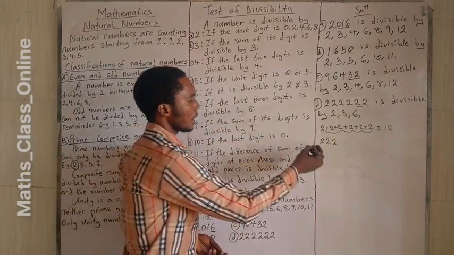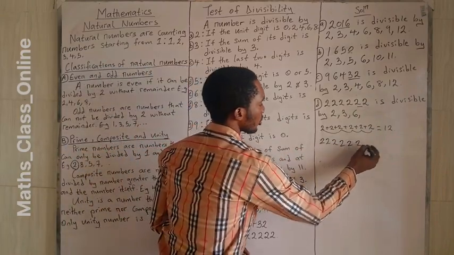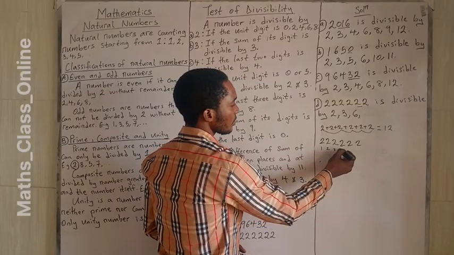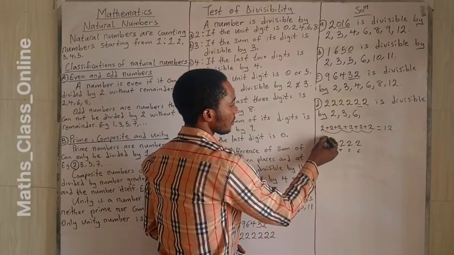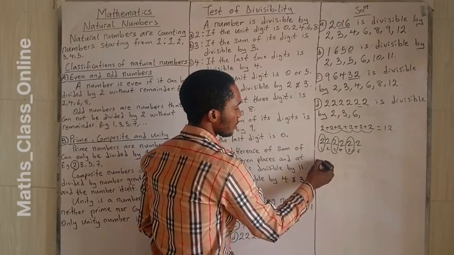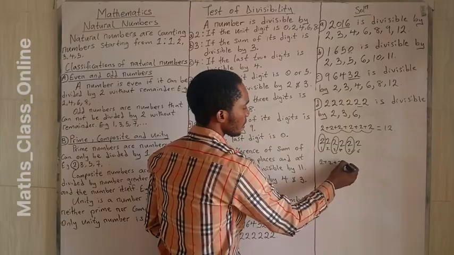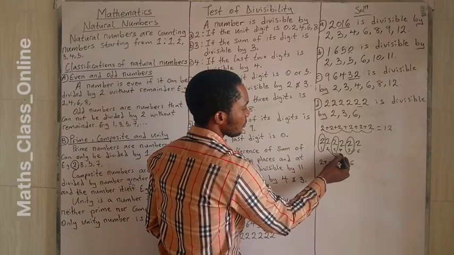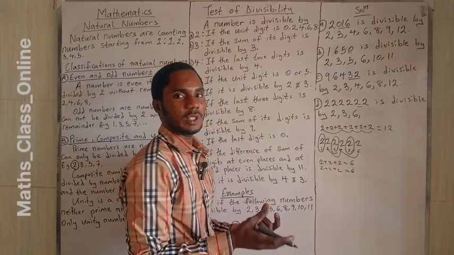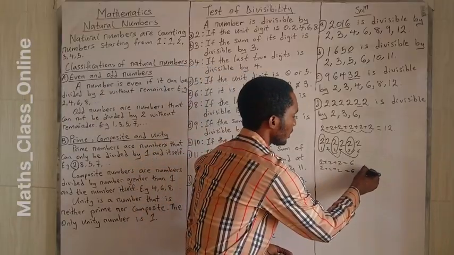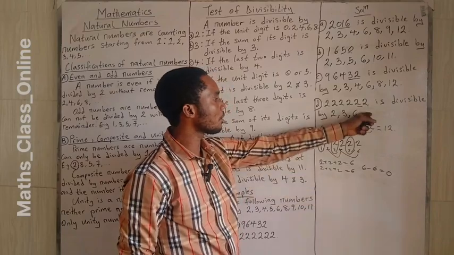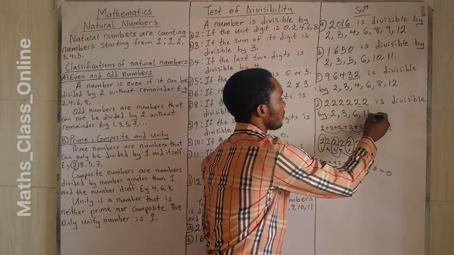11. 2, 2, 2, 2, 2, 2. This is the first digit, second, third, fourth, fifth, and sixth. Odd places: that is 2 plus 2 plus 2, that is equal to 6. And even places we have 2 plus 2 plus 2, that is equal to 6. If we take the difference, we are going to have 6 minus 6. That is 0. 11 can divide 0. That means this number is divisible by 11.